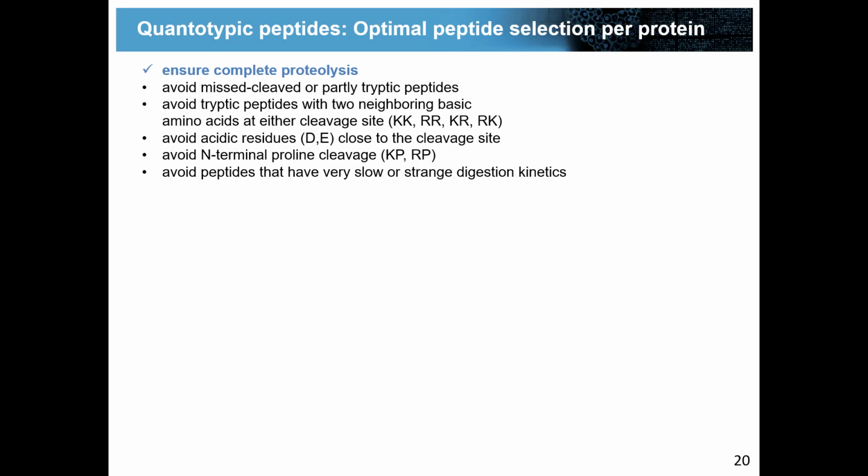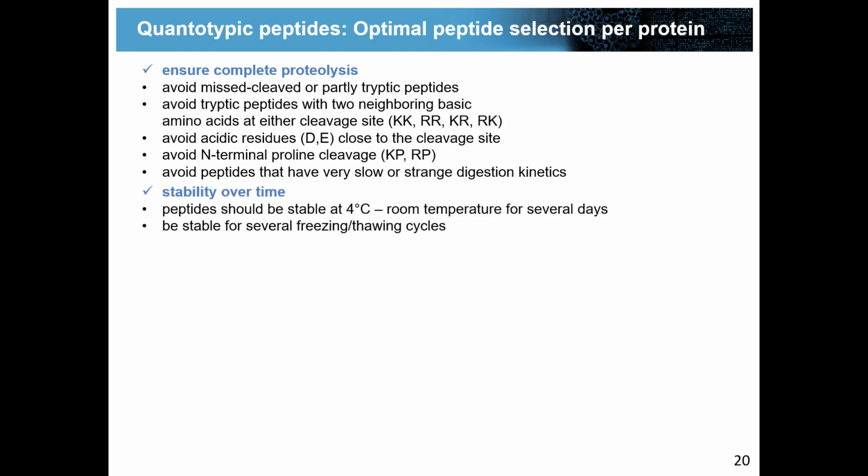KP and RP is usually considered as being not cleaved by trypsin, but actually it has been shown that it does sometimes cleave. So in order to avoid problems with this, you can also try to avoid these sequences in your peptides, and avoid peptides that just have slow or strange digestion kinetics. If you look at how peptides are digested over time, you can observe very strange effects of peptides that are peaking and degrading again, or very slowly digested. Ideally, you would like to work with peptides that are formed quickly by trypsin and are then stable over time.